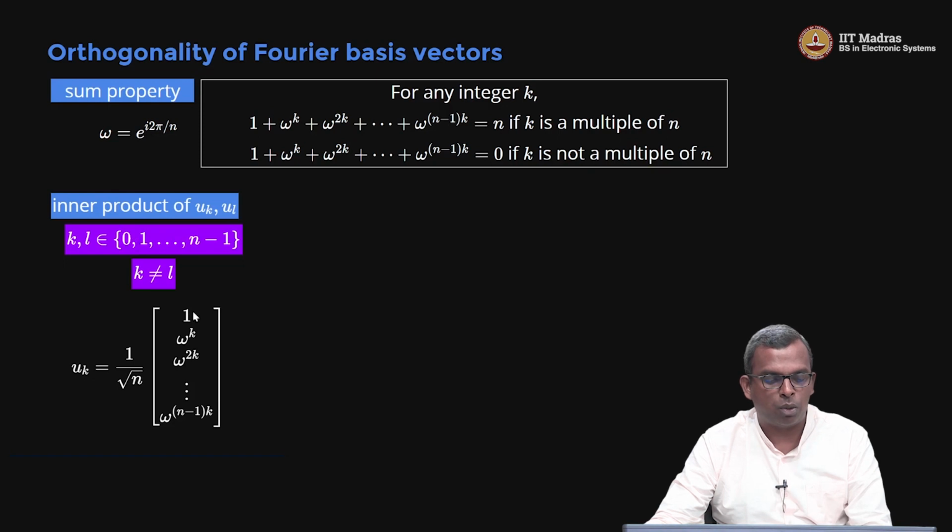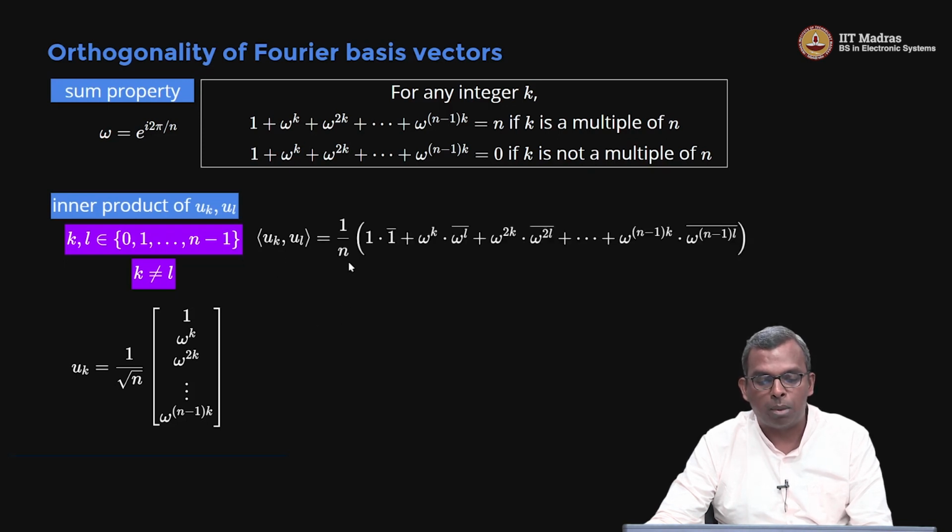Uk of course is 1 by root n times 1, omega par k, and so on. ul will be 1 by root n times 1, omega par l, omega par 2l, so on, and k and l are different. These two vectors I have to show are orthogonal. So I need to evaluate this inner product of uk and ul, and that is the same as 1 by n. The n comes because of obvious reasons.